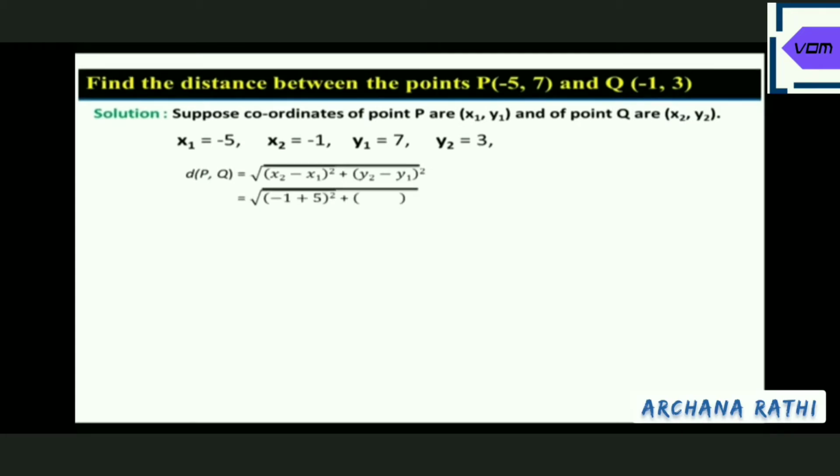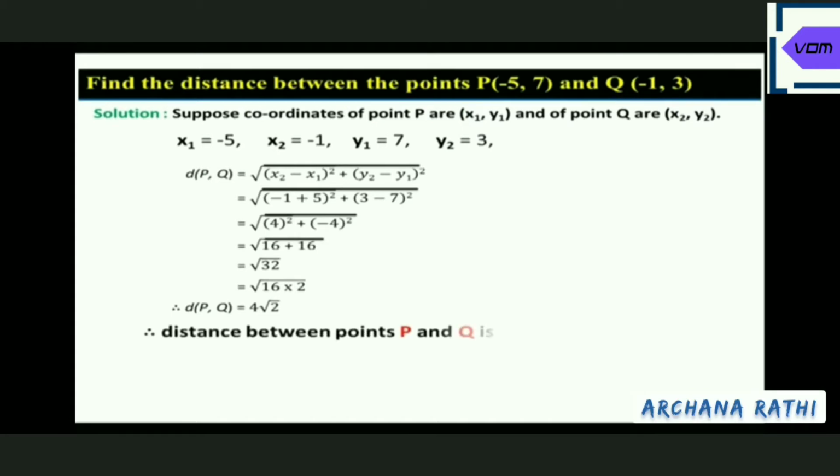Now put the values. So you will get under root 4 square plus (-4) square, that is equal to under root 16 plus 16, that is under root 32. It can be written as 16 into 2, that is 4 root 2. Therefore, distance between point P and Q is 4 root 2 units.